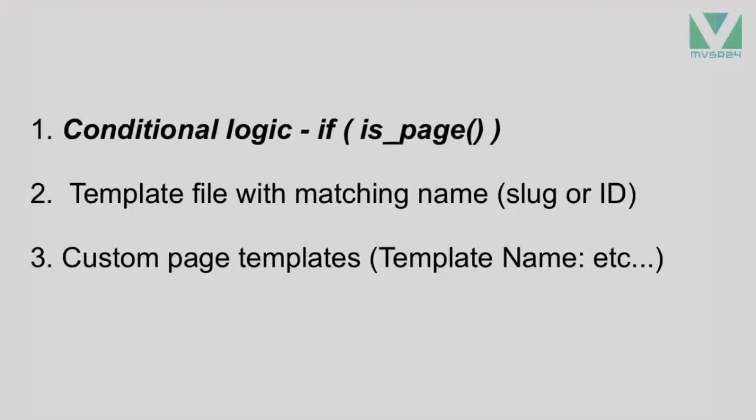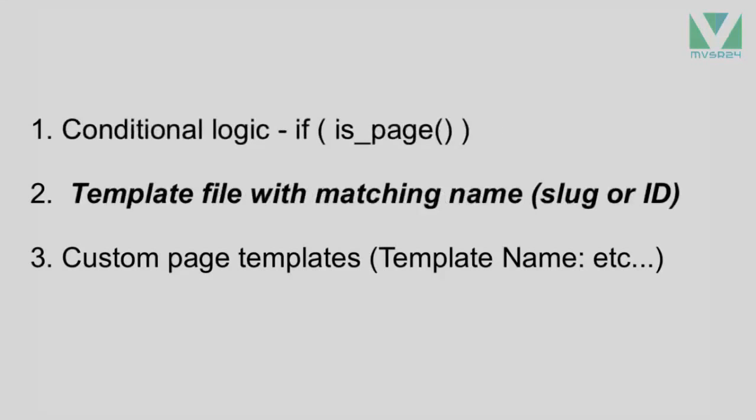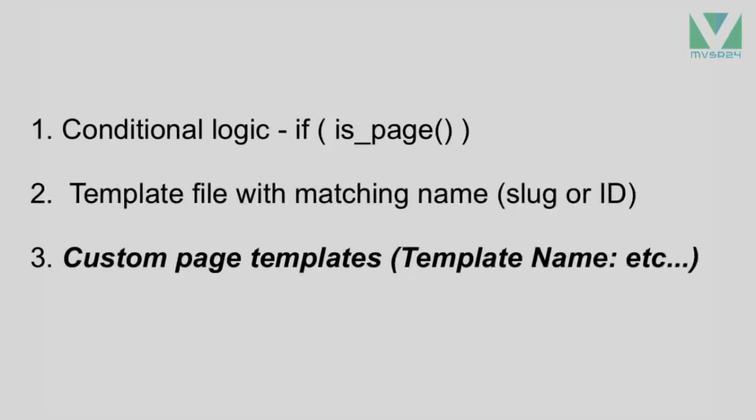Let's review what we learned today. Number one, we can use conditional logic and if statement, and then if that condition is met, so if we're on a certain page, we can include unique code. Number two, we learned how to create new theme files that match the slug name or the ID number of a page. And WordPress will automatically make the connection to only use it for that page. And number three, we learned how to create actual page templates that can be chosen from the WordPress admin screen. So we learned 3 different ways to send unique code to different pages.